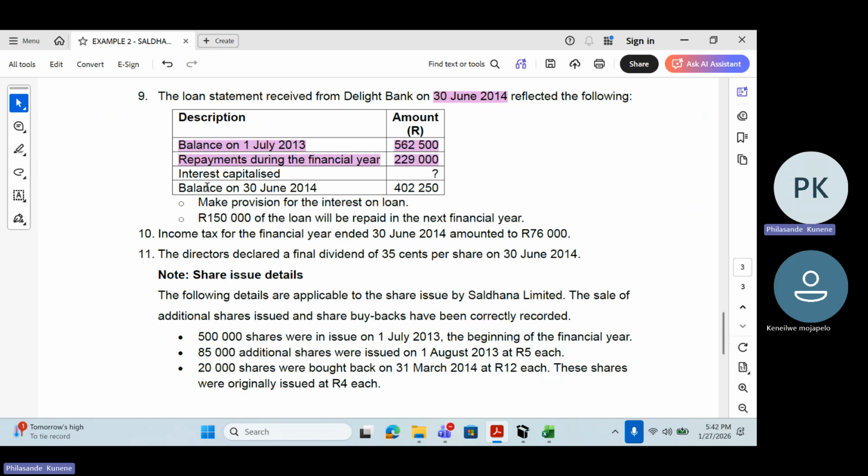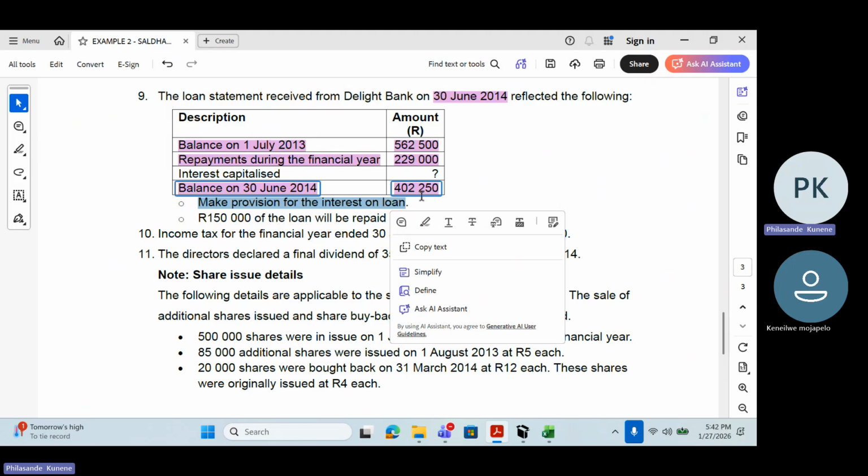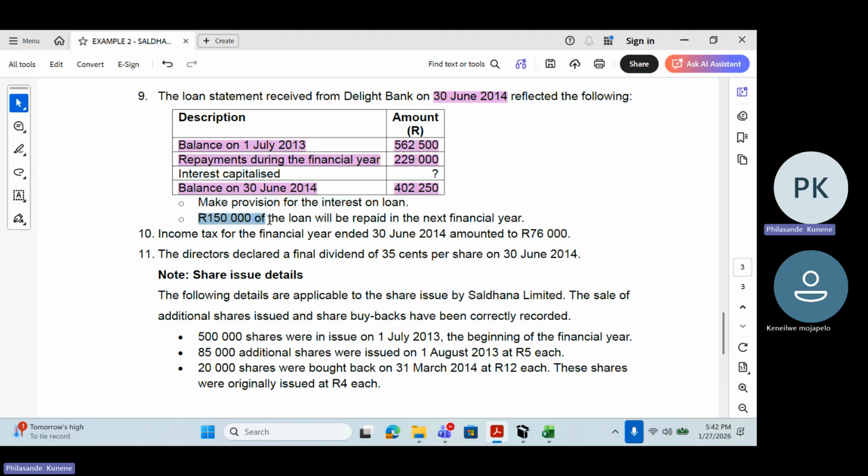So what we don't have here is the interest that was capitalized. Then they're saying make provision for the interest on loan. That's what we need to calculate. And then they're saying 150,000 of the loan will be repaid in the next financial year. By saying this, what are they trying to tell us about this 150,000? They're trying to tell us that that's the repayment without interest. Not really, no? Yes, I will agree also, it's possible that it is the payment without interest.